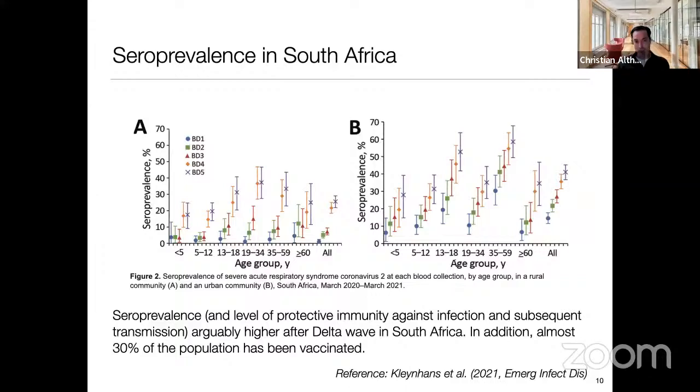Now, today's seroprevalence, and thereby the potential level of protective immunity against infection and subsequent transmission, is arguably much higher because there was, in addition, the Delta wave in South Africa where a lot of people got infected. And on top of that, almost 30% of the population in South Africa has also been vaccinated. So the overall level of immunity against previously circulating variants is arguably quite high in South Africa.